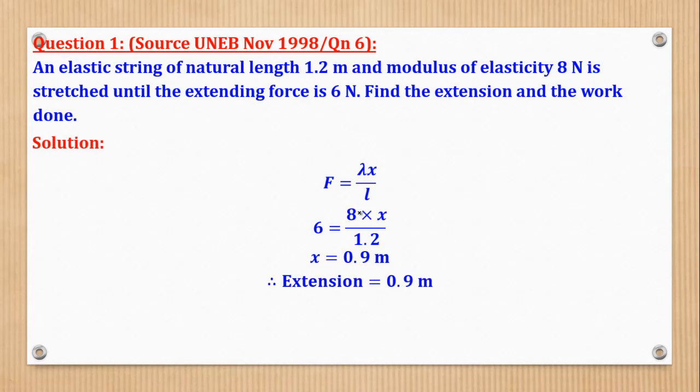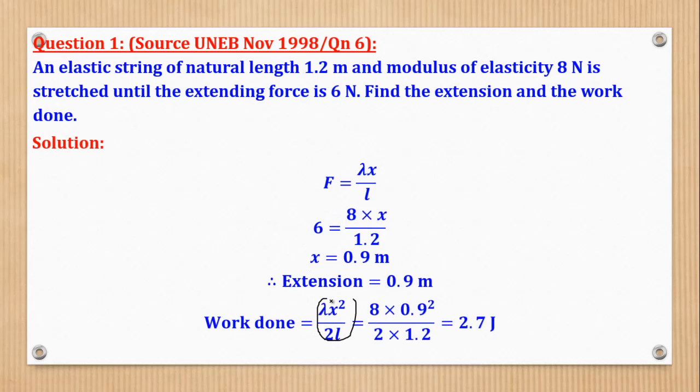They also ask for work done. Work done is the elastic potential energy, like I told you. So lambda x squared over 2L. Substitute for lambda, x, L to get this, and that will be the work done.